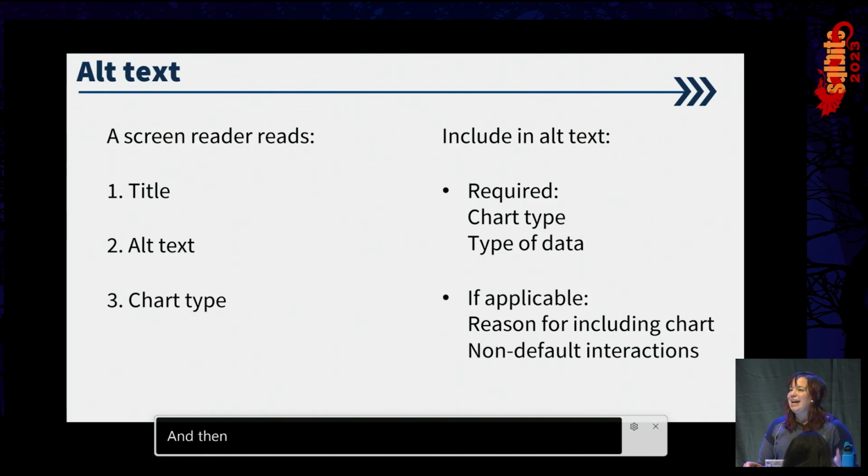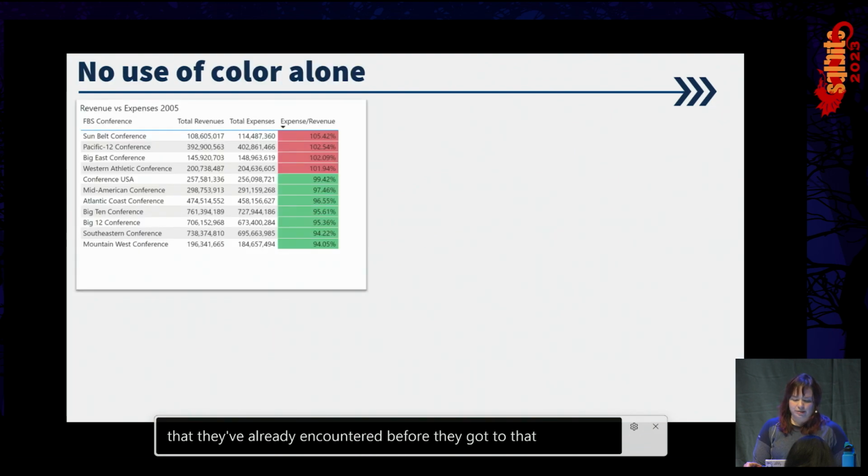And then if you can, depending on if your report is static or dynamic, why is this chart there? Tell people why they want to read it. And then if there's some kind of filter or a non-default interaction you want to warn someone about who can't see it on the page, the alt text is a good place to do that as well. So you heard the screen reader say, for selected years, because I'm trying to tell people that there is a slicer on the page that they've already encountered before they got to that chart.